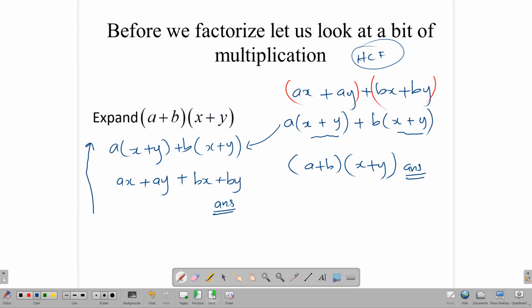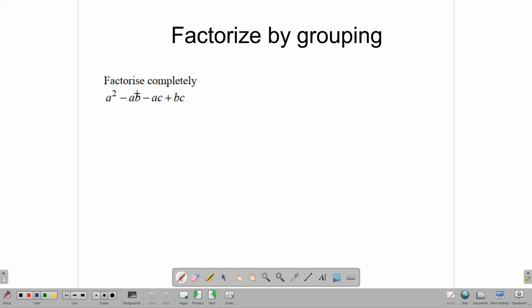Let's look at some examples then. Here we have factorize completely a squared minus ab minus ac plus bc. So let's write it down.